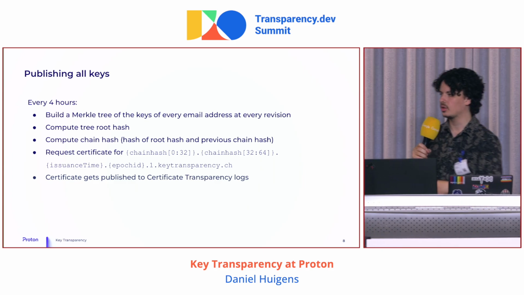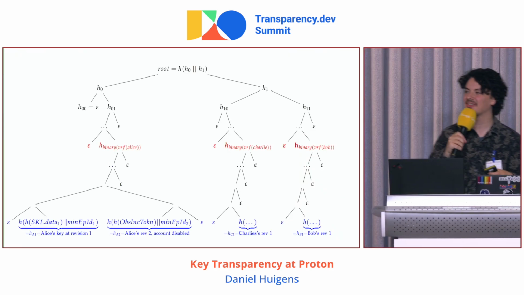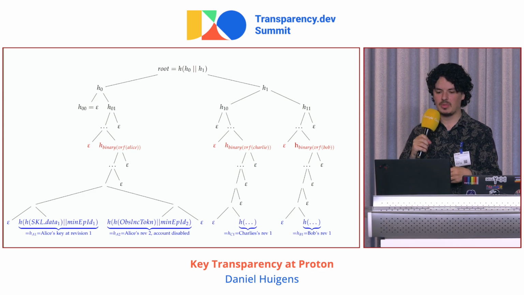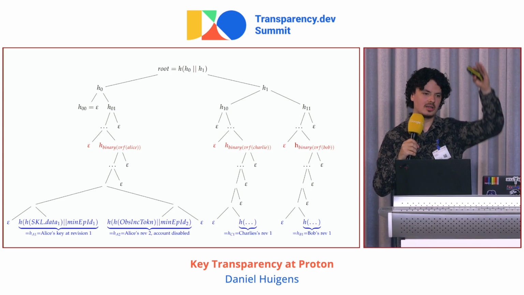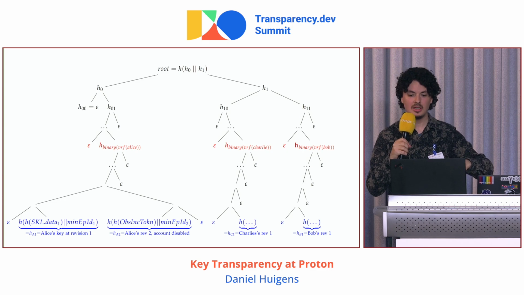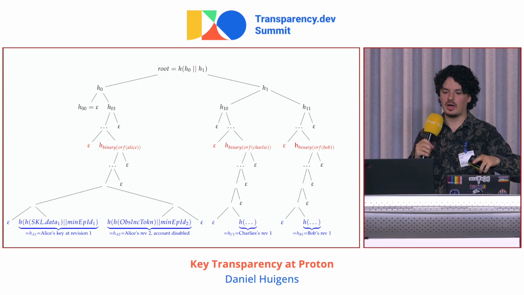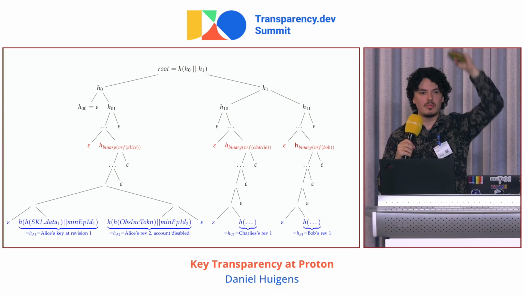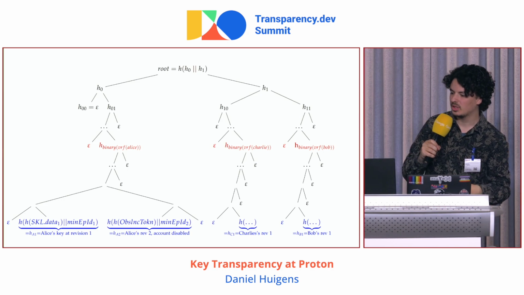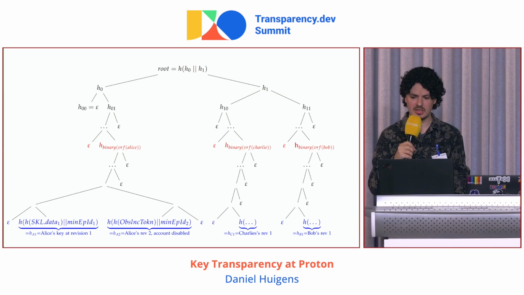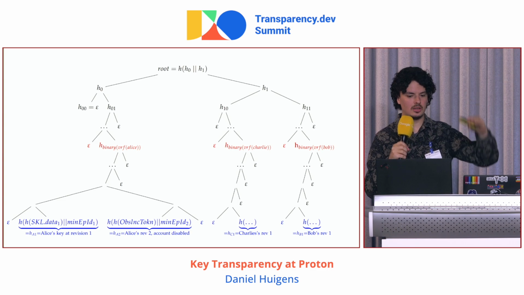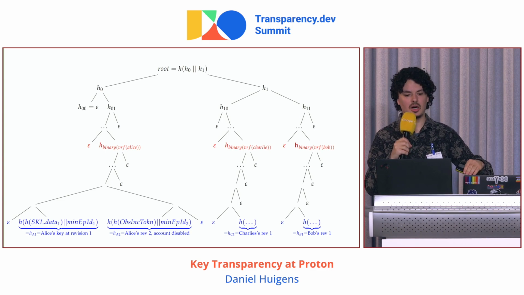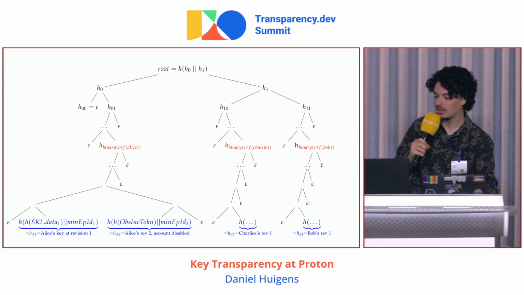So here is the structure of the tree. We have a tree of 256 levels. The path of the first 256 minus 32 top layers is determined by a VRF of the email address, and then the lowest 32 levels are determined by the revision. So we have a single tree for all the versions of all the keys of everyone.